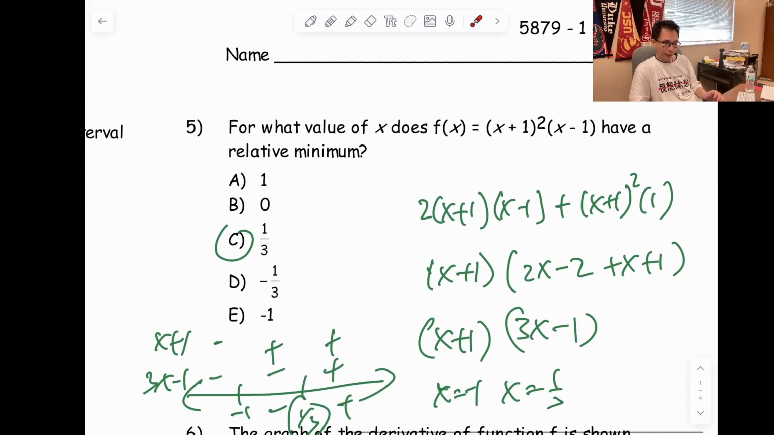This one I got C and the work there. Let me know if you have any questions.